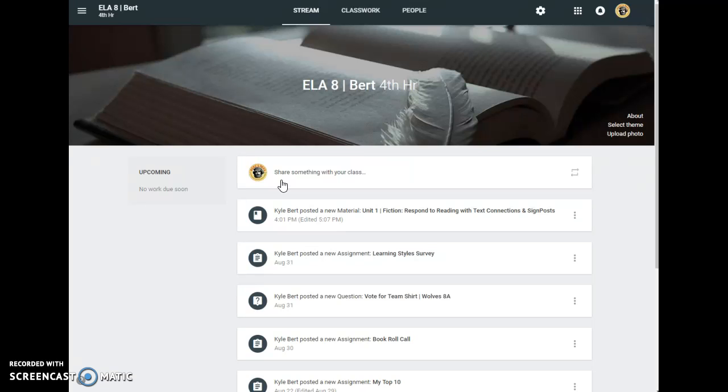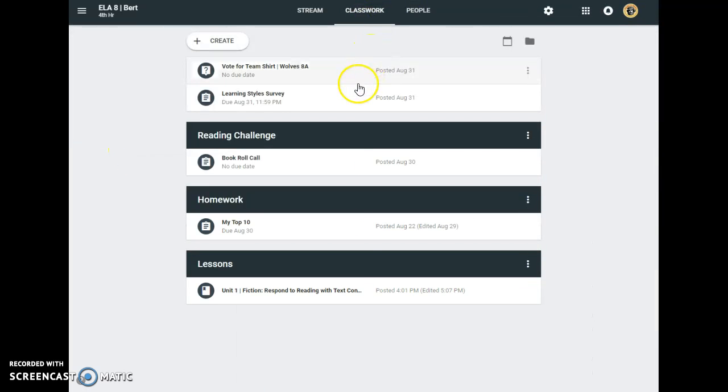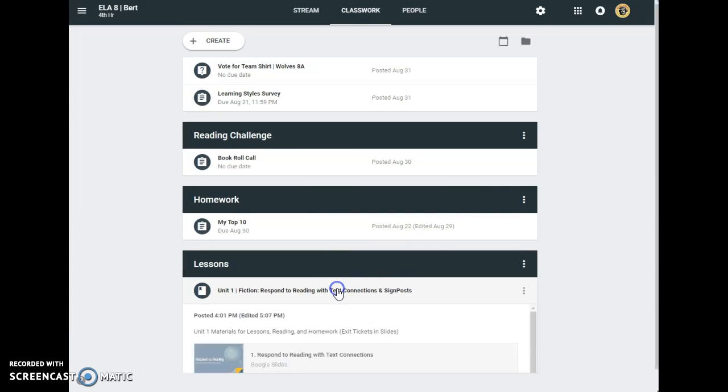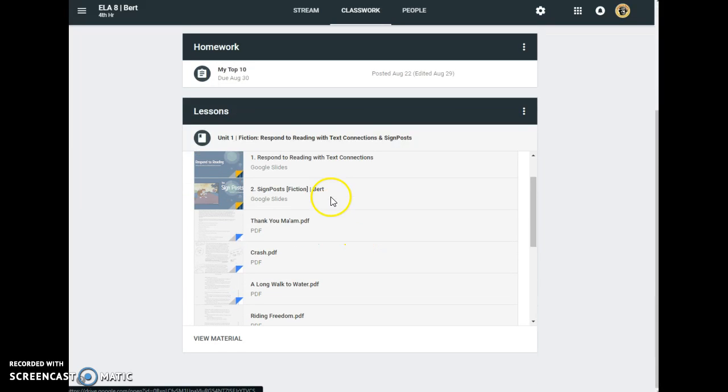Alright, we're going to start back at Google Classroom for Signpost lesson number 5. Again, once you get loaded onto Google Classroom, let's go up here to Classwork, down to the lessons. Let's go ahead and click on Unit 1 and open that up. We're going to go down to Signposts and click on number 2 here.